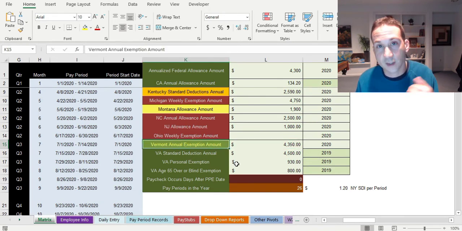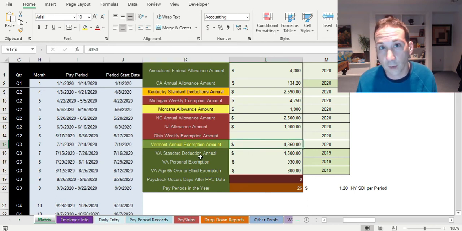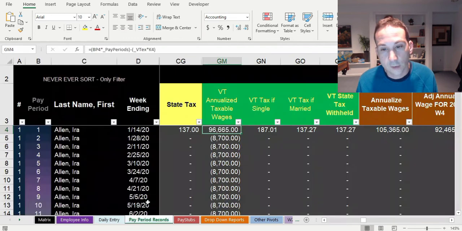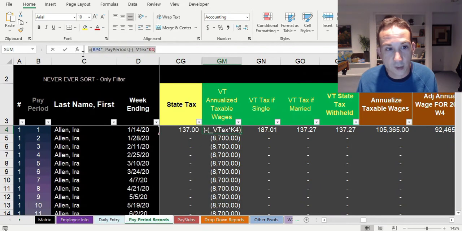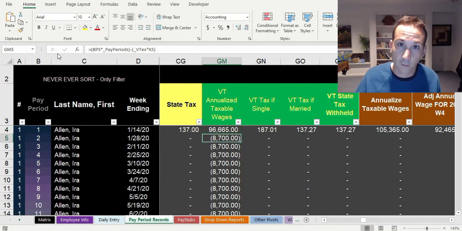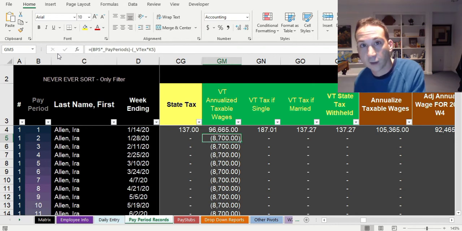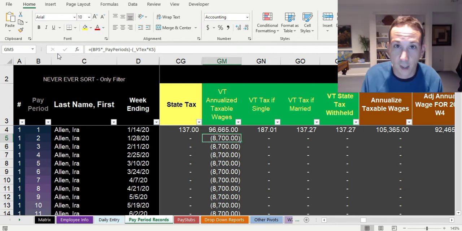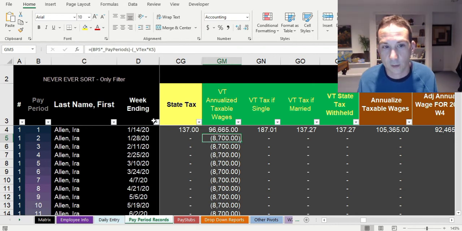That's how much you get to deduct from your taxable gross when you multiply this number by the number of state allowances claimed on your Vermont W-4. So that's what this formula is telling you: take your federal gross, multiply it by the number of pay periods in the year, and then subtract out your allowances times 4,350, because that's the annual allowance amount. That leaves you with a Vermont annualized taxable wage amount, which is this $96,665.